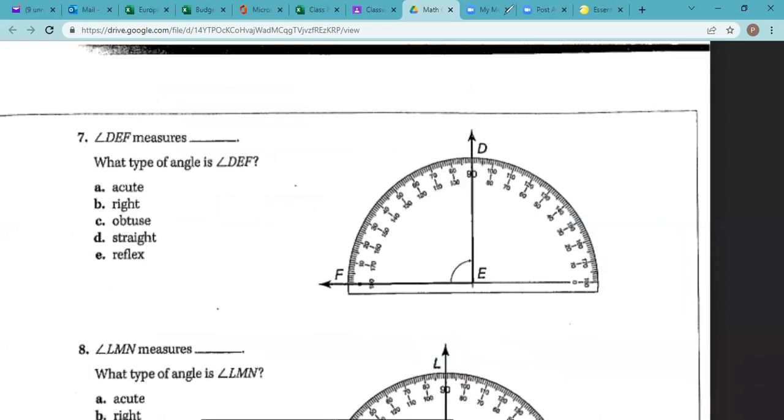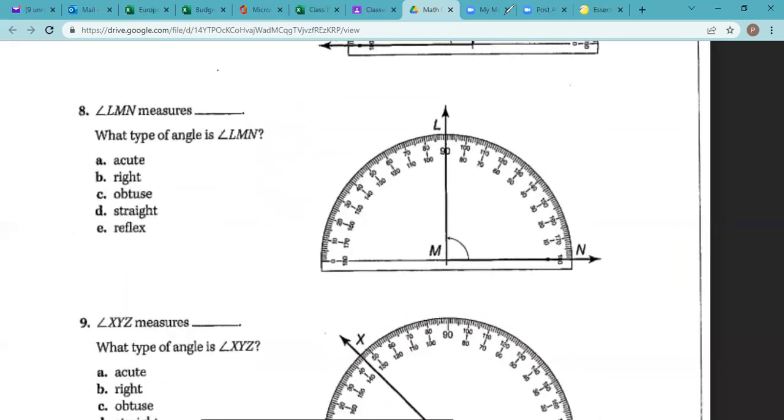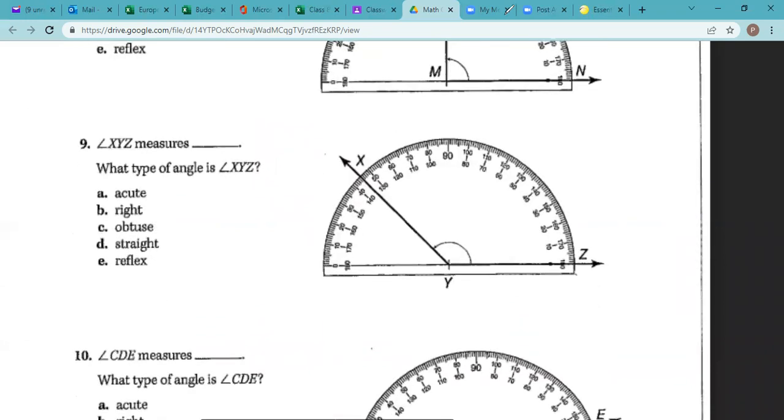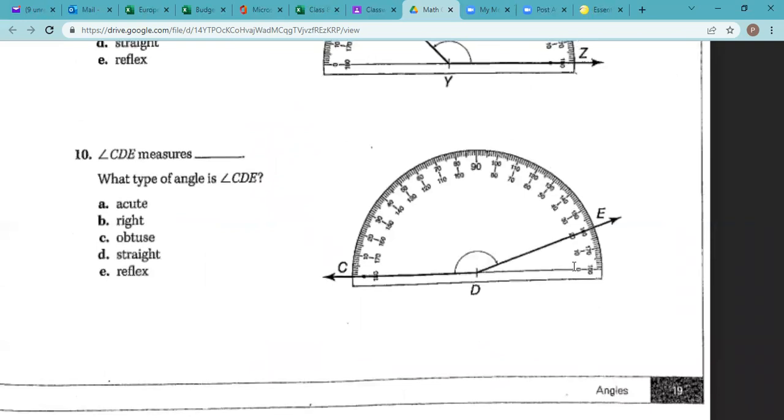Down to the next page. Number 7, very, very simple. Number 8, very simple. Number 9, it's starting where it says letter Z. It's starting over to the right. So remember that. If it starts to the right, you're looking at the inside numbers. Number 10, let's do this one together.